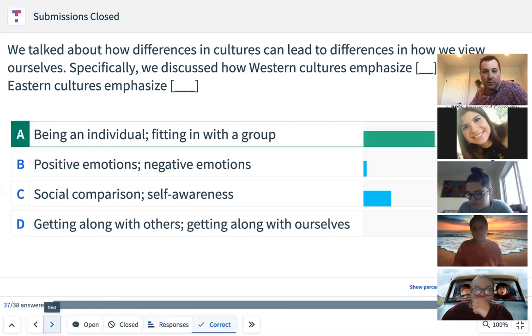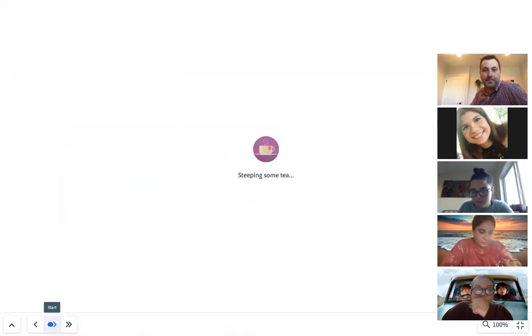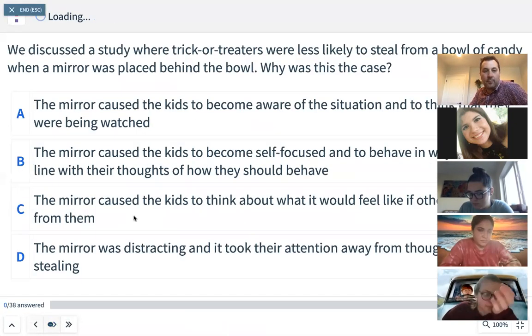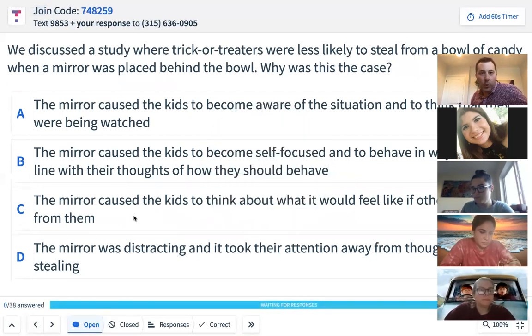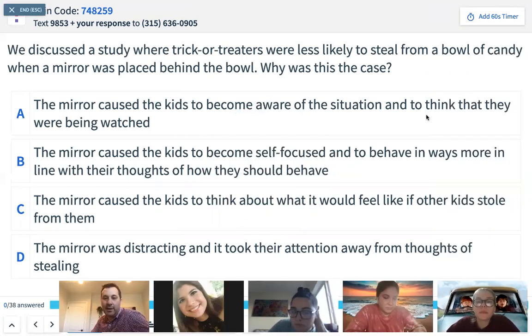Question number 2. We discussed a study today where trick-or-treaters were less likely to steal from a bowl of candy when a mirror was placed behind the bowl. Why was this the case?